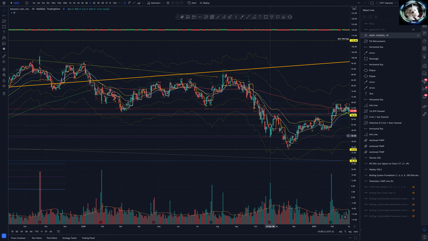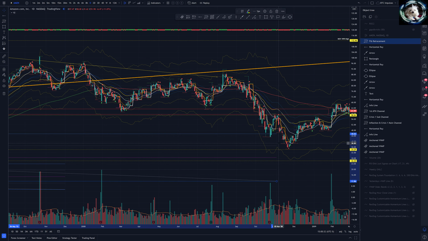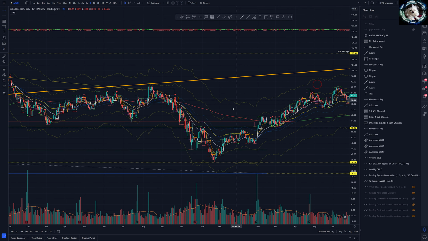It did hold up. Eventually it came up to that channel, and then sold off, and then came back down to the 25% and held the 25%. From there, it started capturing momentum, and once it captured momentum, it continued up.